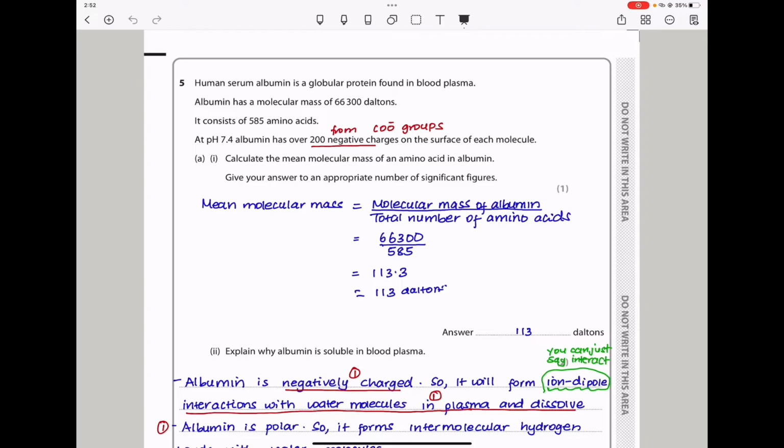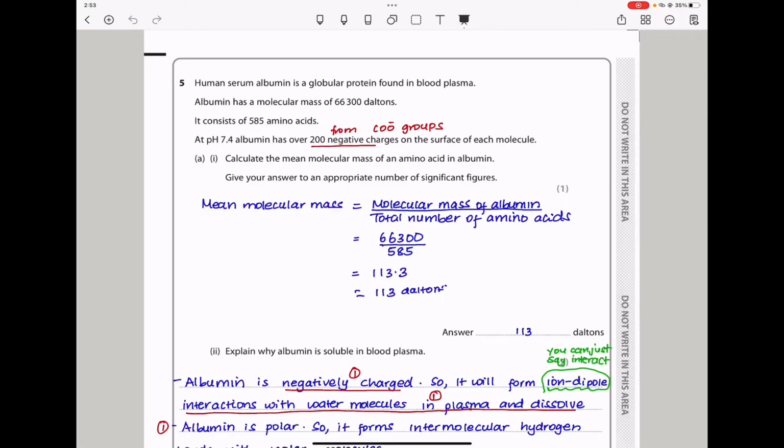Question 5. Human serum albumin is a globular protein found in blood plasma. Albumin has a molecular mass of 66,300 daltons. It consists of 585 amino acids. At pH 7.4, albumin has over 200 negative charges on the surface of each molecule. Remember, the negative charges are due to carboxylate groups. So they say, calculate the mean molecular mass of an amino acid in albumin and give your answer to an appropriate number of significant figures.